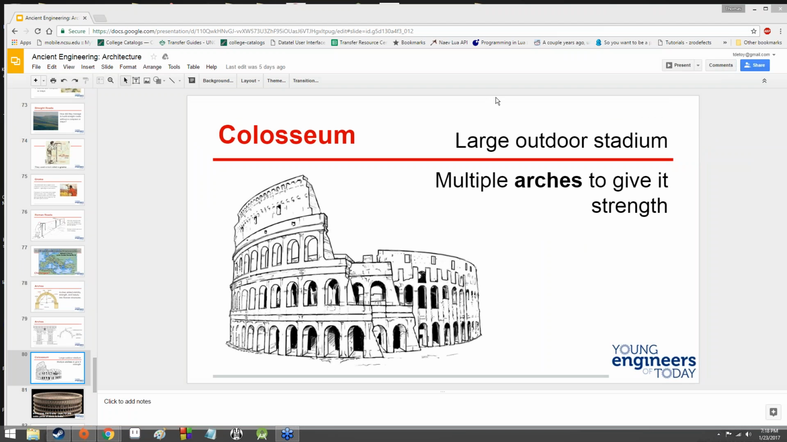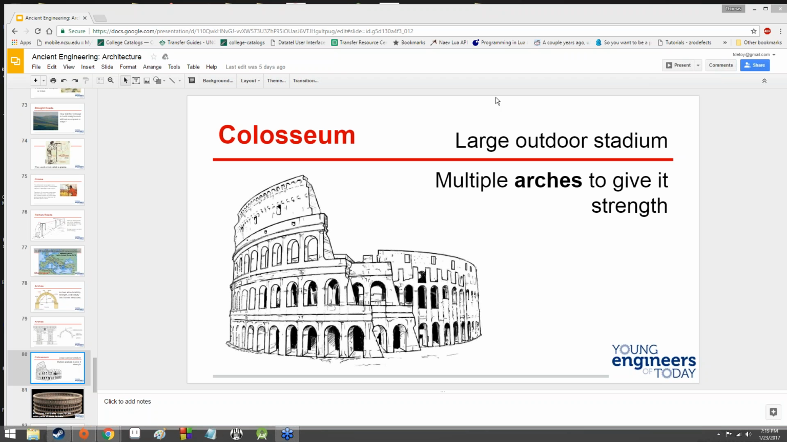The arch was used in this little known thing. I don't know if you guys ever heard of it. It's called the Colosseum. It's no big deal though. Nobody has ever really heard of it. It's not like it's one of the largest freestanding ancient stadiums that ever existed. But yeah, it made extensive use of arches, as I'm sure you guys are well aware just by looking at it, to give it the strength to stand.